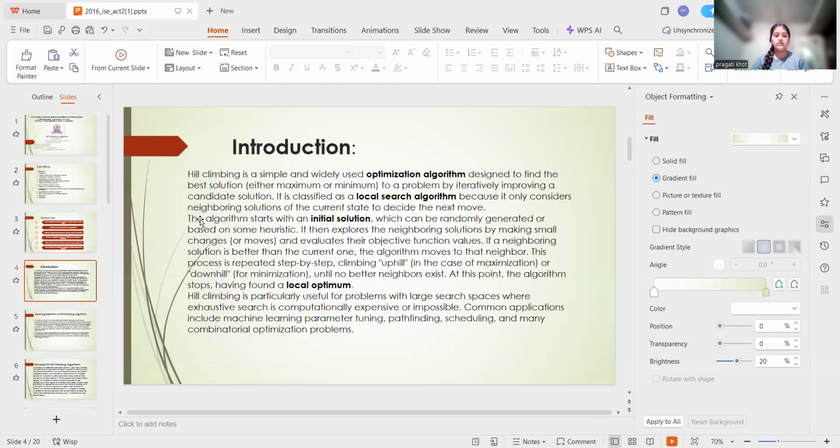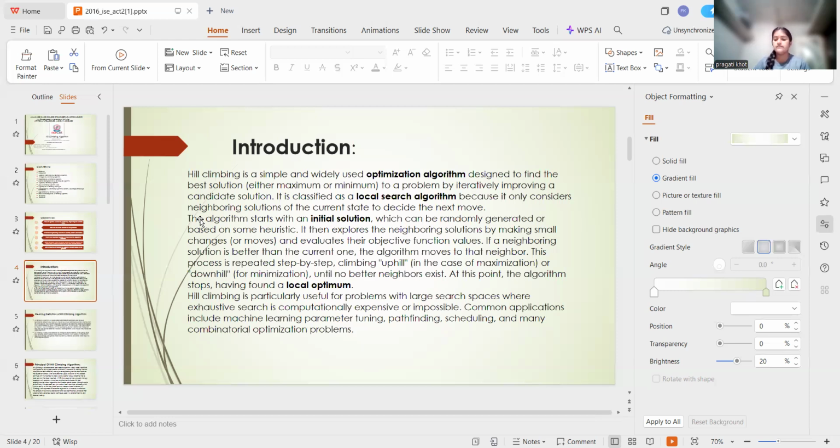This is the objective. Now the introduction of the hill climbing algorithm. It is a simple and widely used optimization algorithm. It is designed to find the best solution, either maximum or minimum, to a problem by iteratively improving the candidate solution. It is classified as a local search algorithm because it considers the neighboring solutions of the current state to decide the next move.